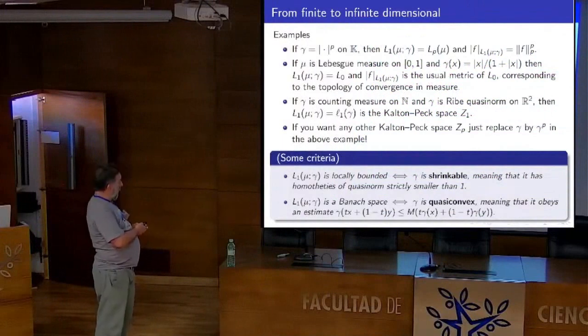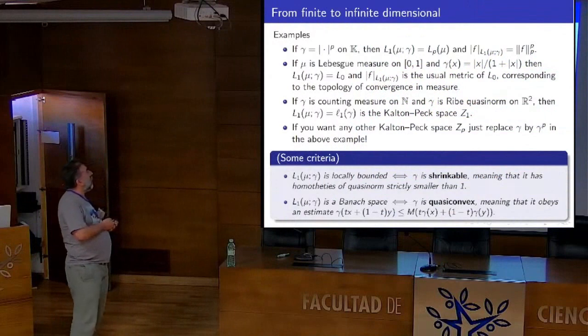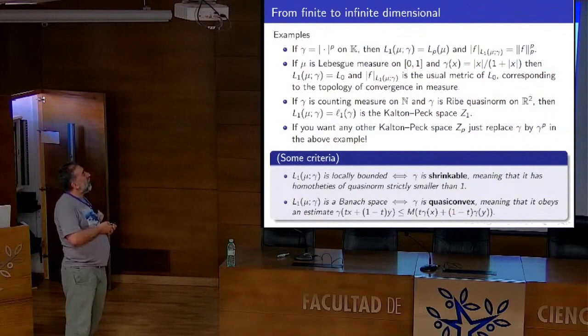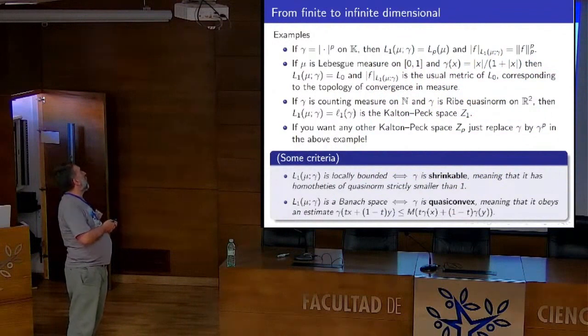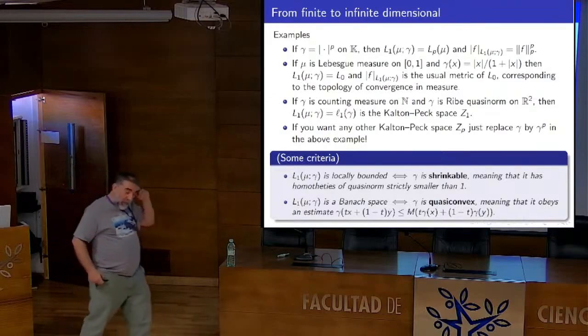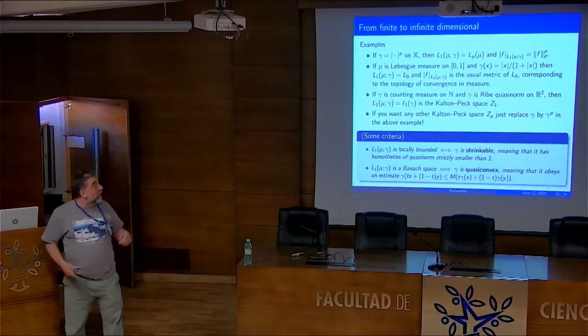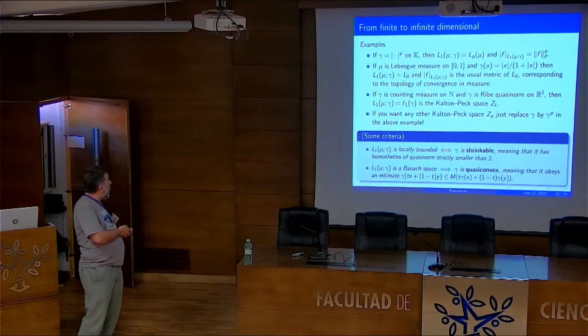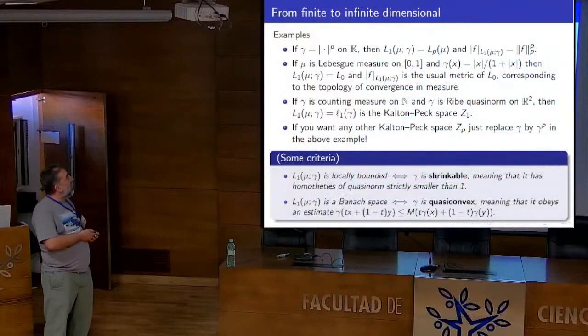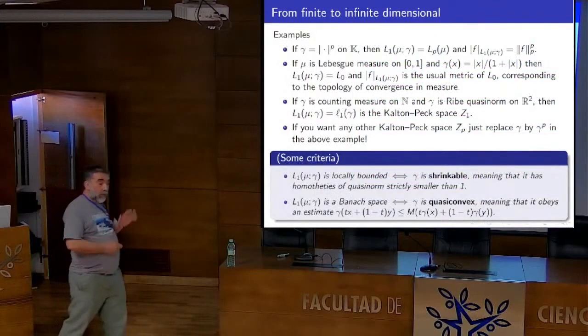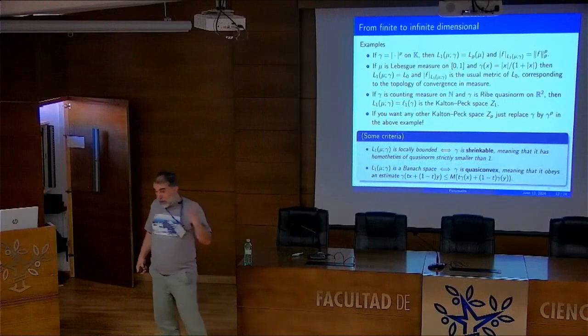Okay. If you take Lebesgue measure on the unit interval, this quasi-norm is quite interesting because it's bounded. Okay, and then you take the L1 group, then this group is the famous space L0, which is the space of all random variables, and the quasi-norm is in fact the usual metric of this space, which corresponds to the topology of convergence in measure.